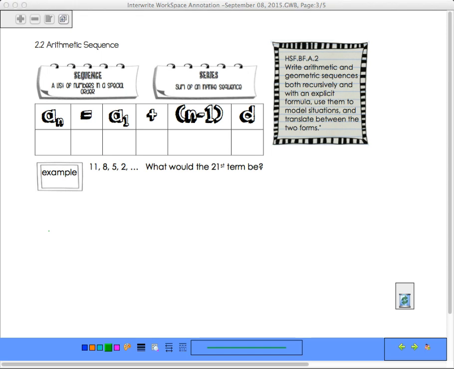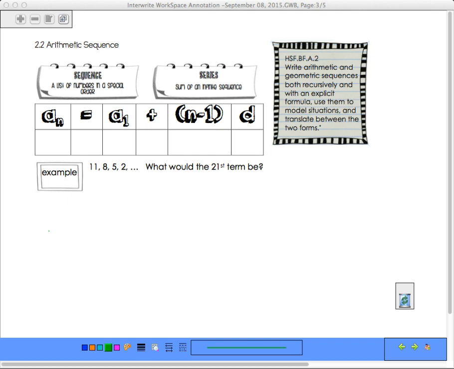All right, so the first thing we need to cover is the difference between a sequence and a series before we talk about arithmetic sequence. So a sequence is a list of numbers in a special order. A series is a sum of an infinite sequence.